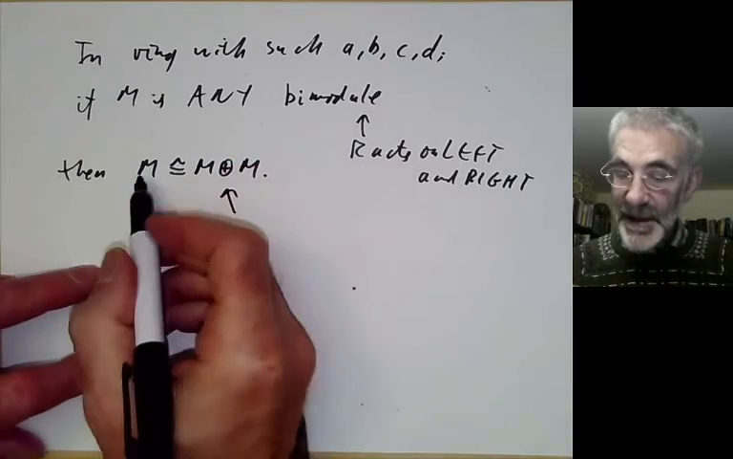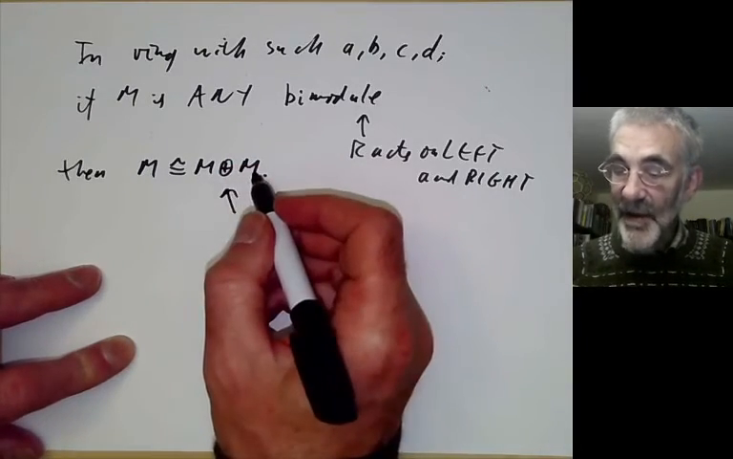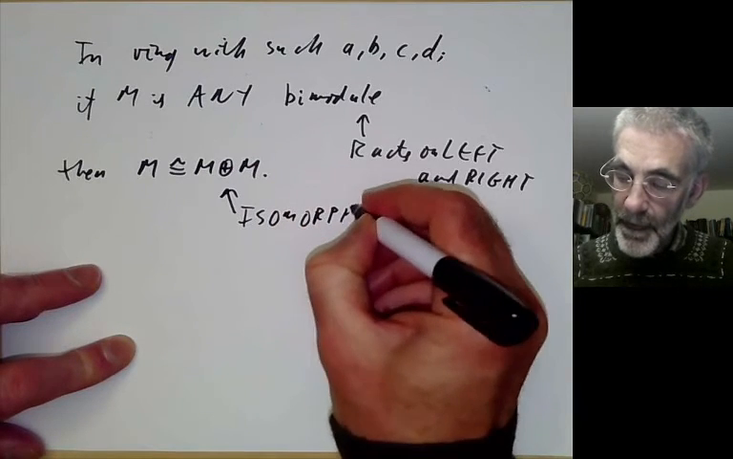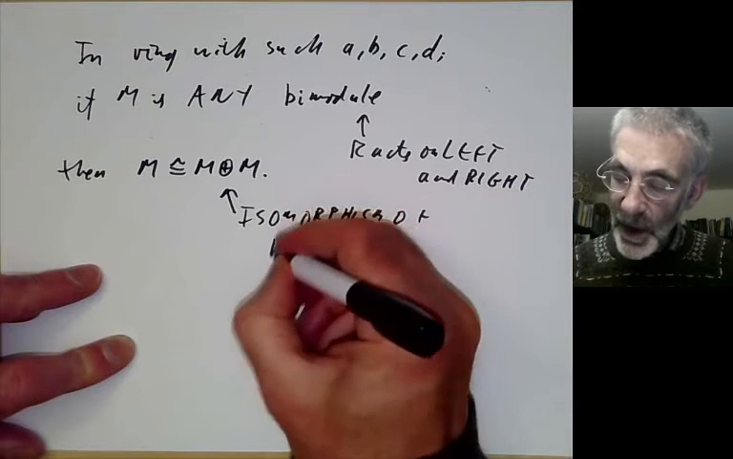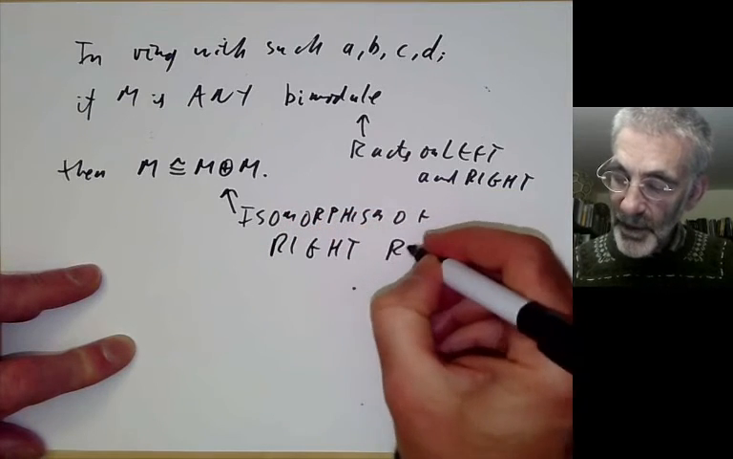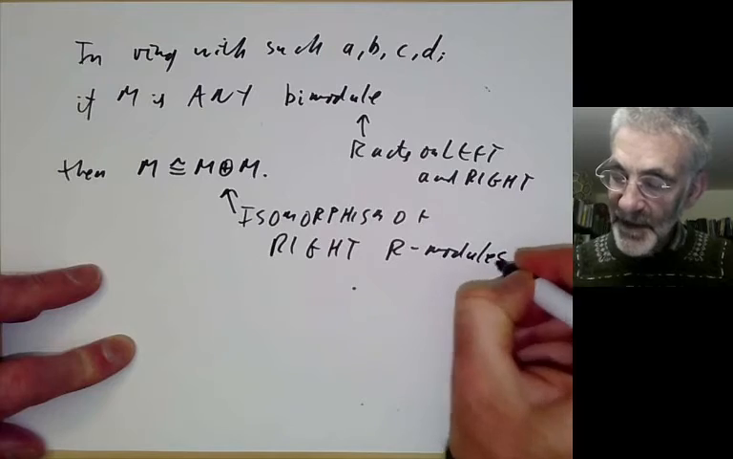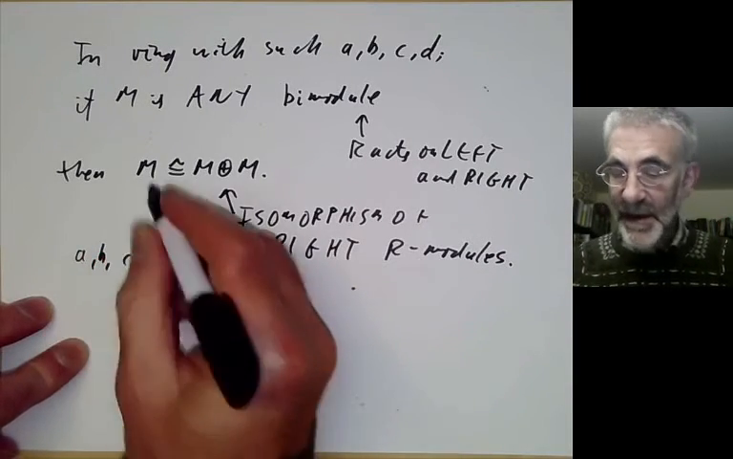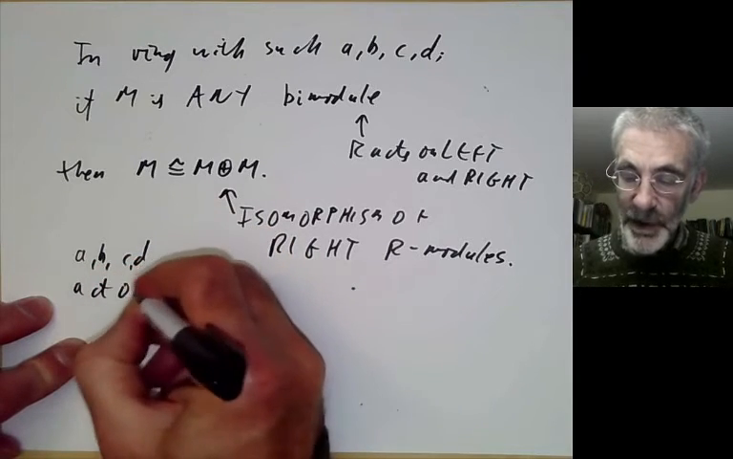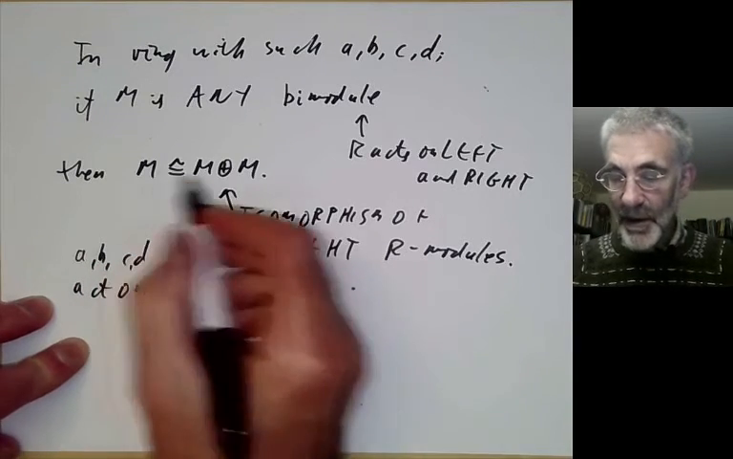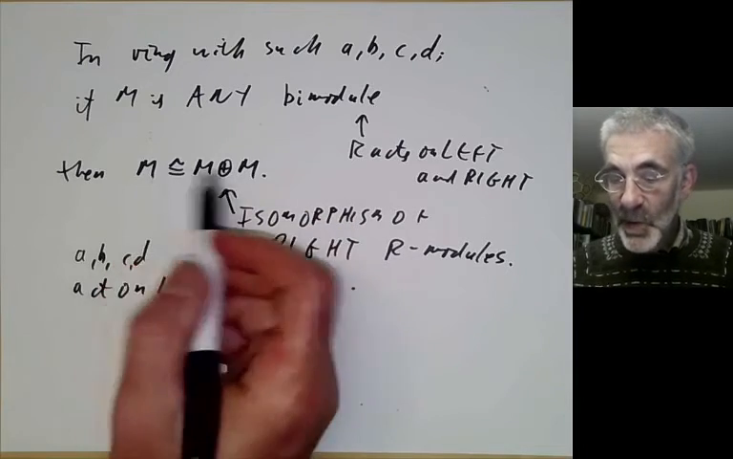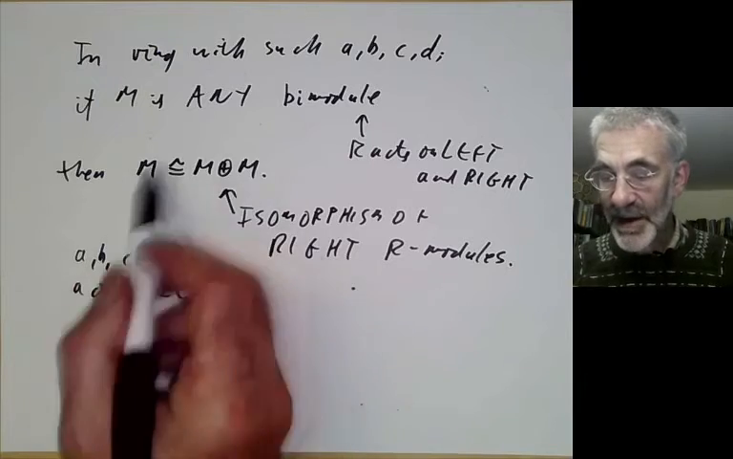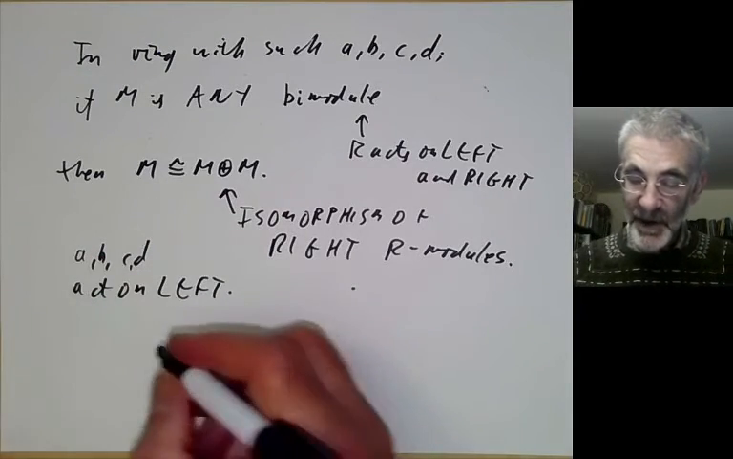And this is not an isomorphism of bimodules, this is an isomorphism of right R modules. And this is very confusing because the elements A, B, C, D giving this isomorphism act on the left on these two, so they commute with the right action of R but not with the left action of R. So this is an isomorphism of right R modules but not an isomorphism of left R modules.